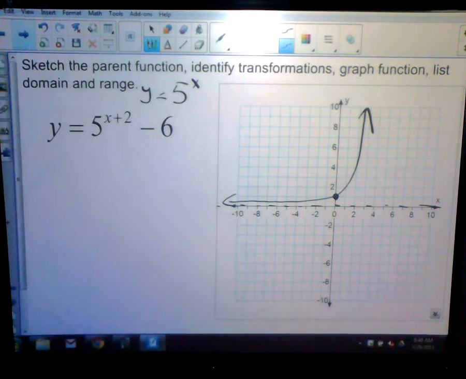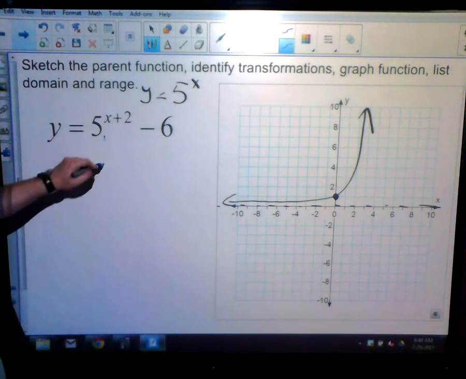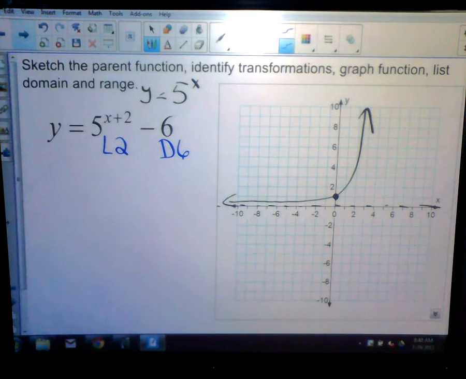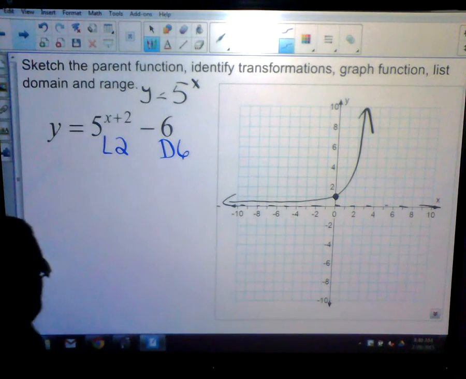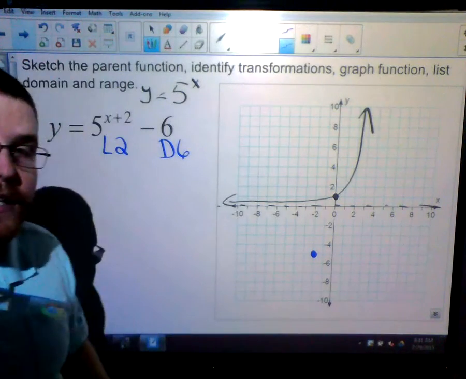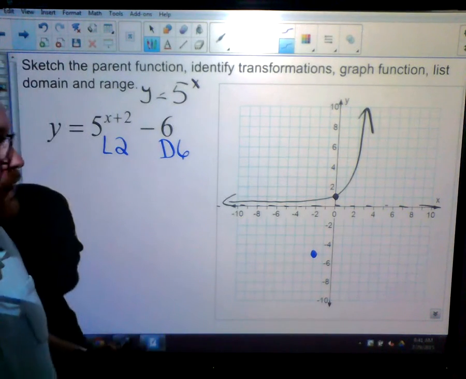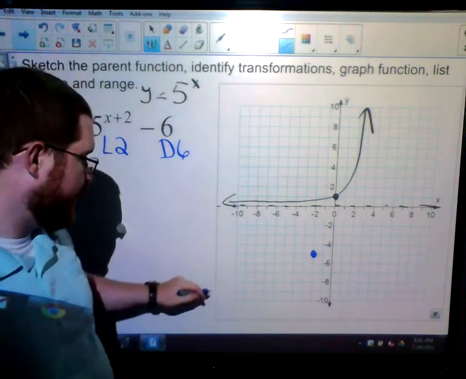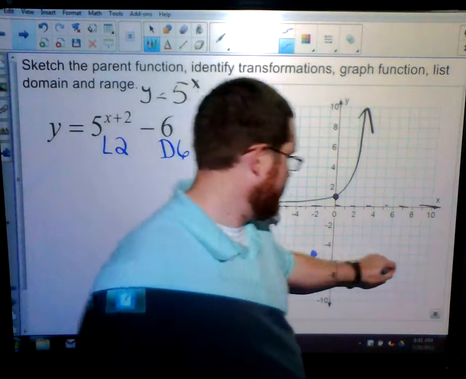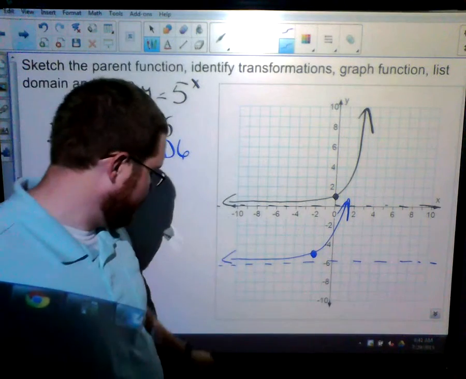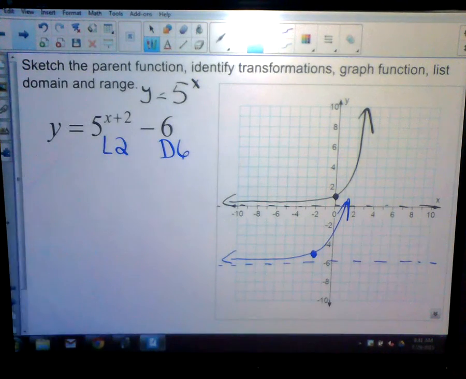So let's list our transformations. +2 with x moves it left 2. -6 by itself moves it down 6. So let's take the point that we know, the 0, 1, and let's move it left 2 and down 6. What else do we need to move? We need to move the asymptote. I can't move the asymptote left and right, it already goes left and right forever. But I can move it down 6. And here's my new graph, an exponential like that.